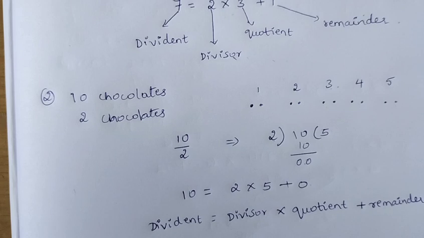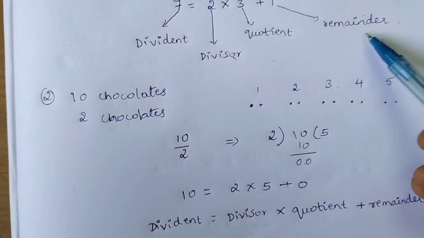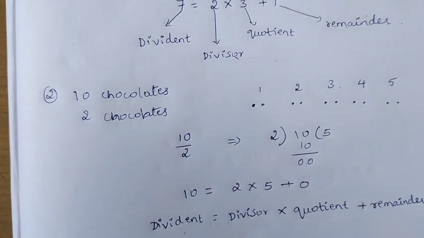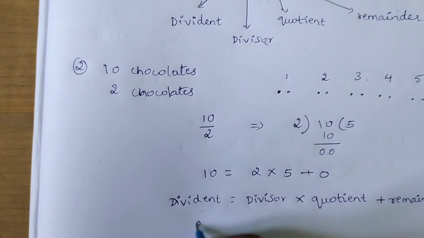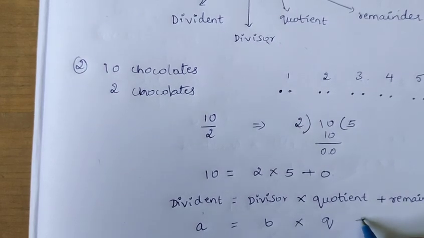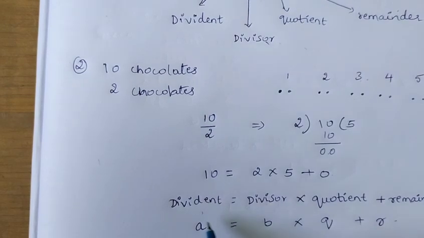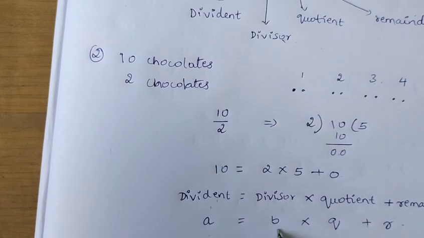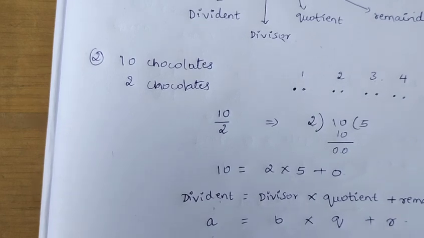Now in both situations we have expressed this in the form of dividend is equal to divisor into quotient plus remainder. So now I can generally write the dividend as a, divisor as b, into q plus r. So these are the variables representing dividend, divisor, quotient and remainder respectively. So now we got the equation as a is equal to b into q plus r. This is the generalized equation. So this generalization is nothing but Euclid's division lemma.